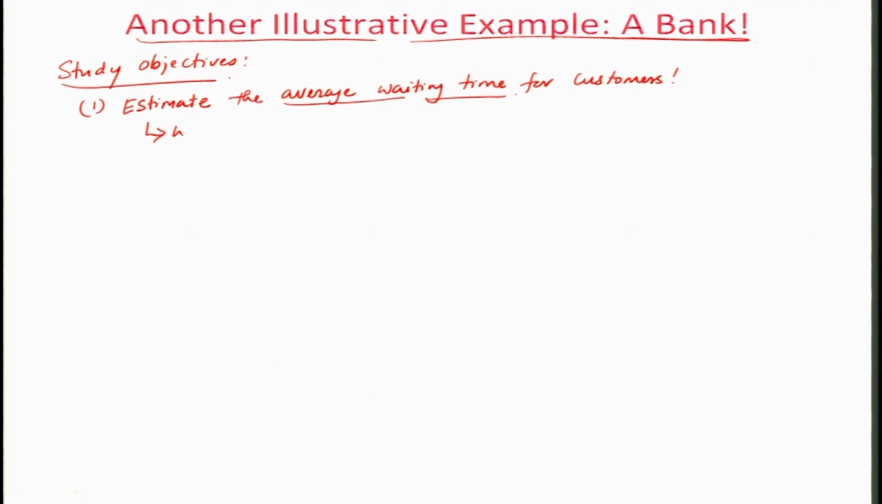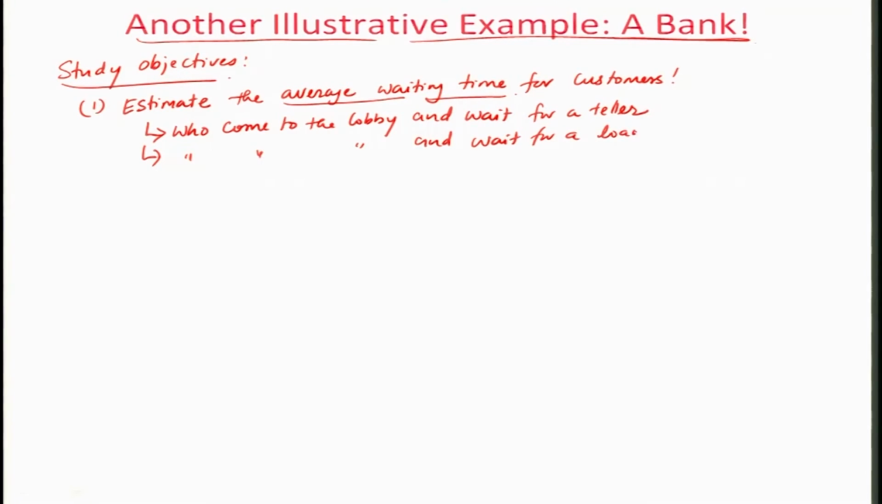In this, there are two types of customers who come to the lobby and wait for a teller, and who come to the lobby and wait for a loan officer. So, you have two types of customers. Some of them will come to the lobby and wait for a teller, some of them will come and wait for a loan officer. Then in both cases, what is the average waiting time for each type of customer.